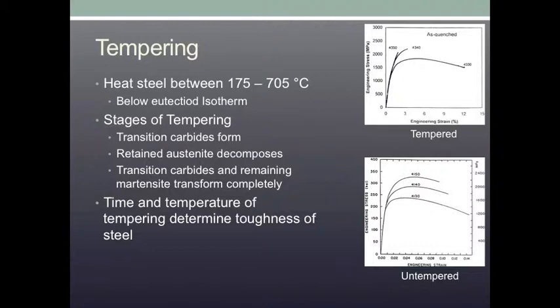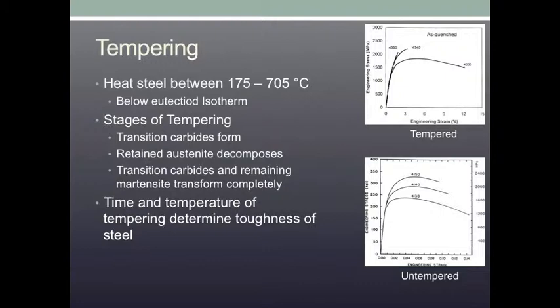Stage 3 is where the transition carbides formed in stage 1 and the remaining martensite transform into ferrite and cementite. This occurs at temperatures greater than 250 degrees Celsius and is the final stage for low alloy steels. The 4th stage does exist for high alloy steels, however. This is where alloy carbides start to precipitate.